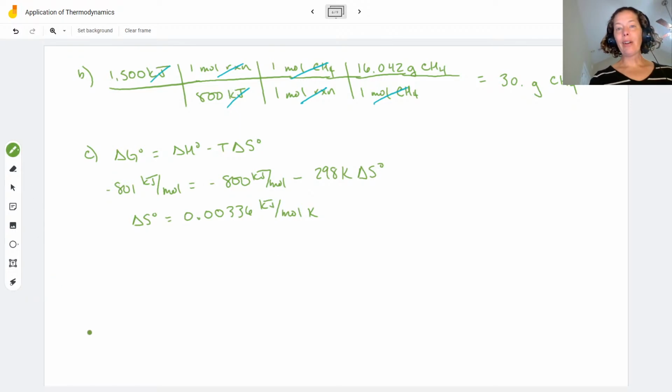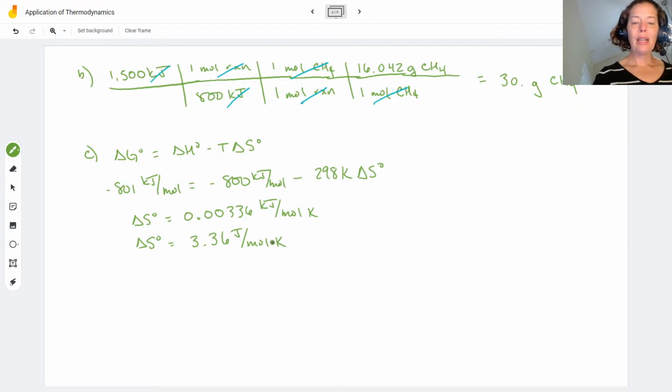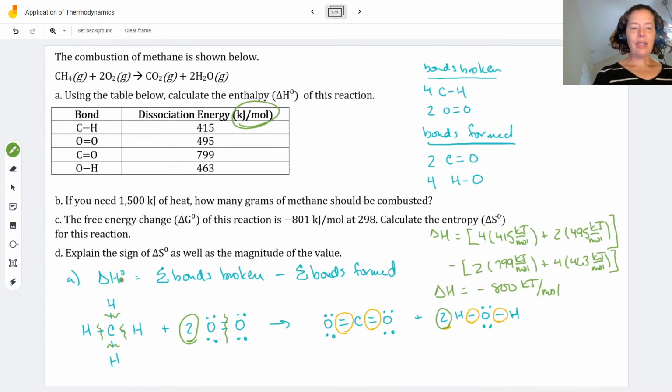Now, usually when we calculate delta S, we don't calculate it in kilojoules. You can see why, it tends to be small. The problem didn't specify this, but usually you report delta S in joules per mole K. That's where reading the problem carefully can make all the difference, because sometimes they will specify what units they want it in, and sometimes they won't. Okay, so that is delta S.